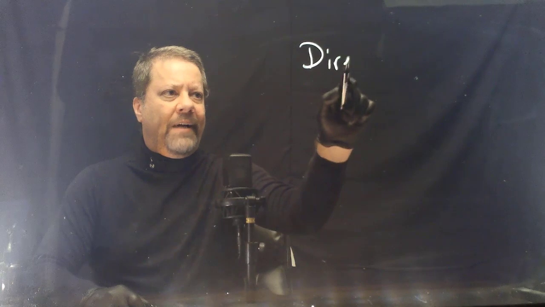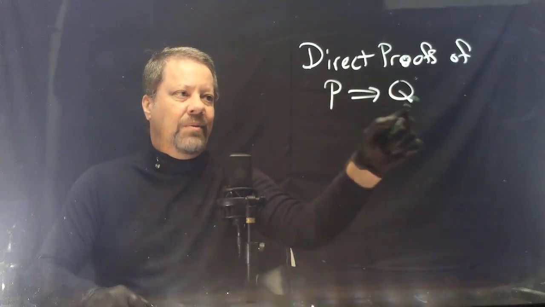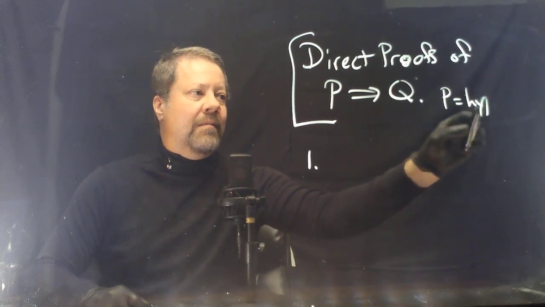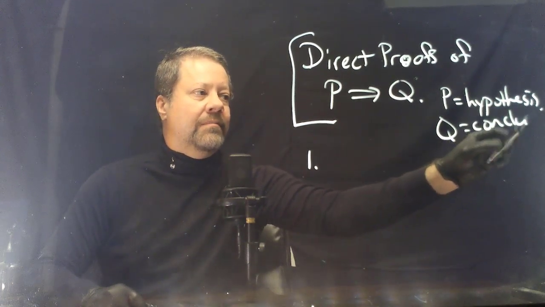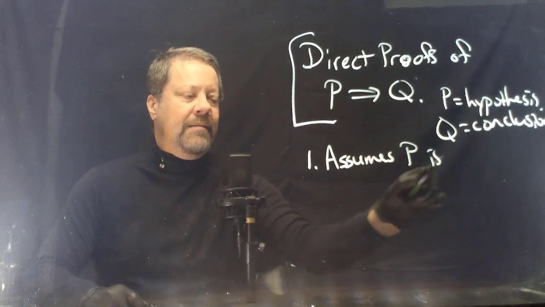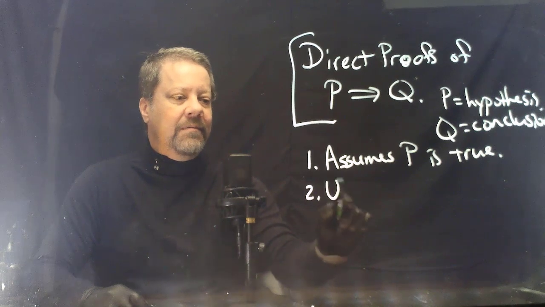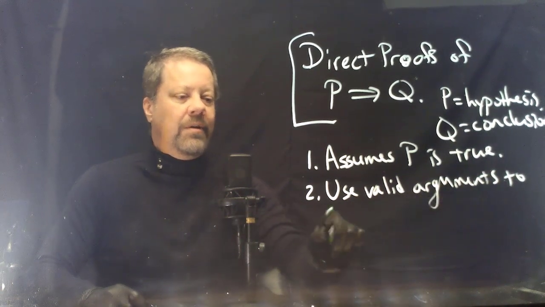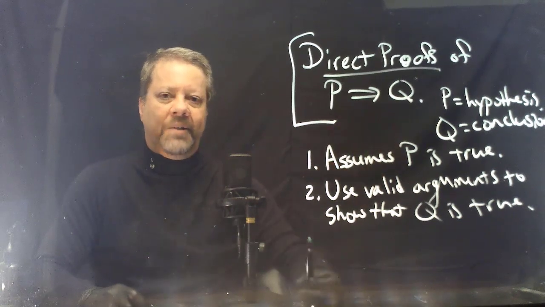What is a direct proof? A direct proof is a proof of statements of the form P implies Q. Here, P is the hypothesis of this theorem, P implies Q, and Q is the conclusion. A direct proof assumes P, the hypothesis, is true. And then you use various forms of valid argument to show that Q is true. And that would be called a direct proof.